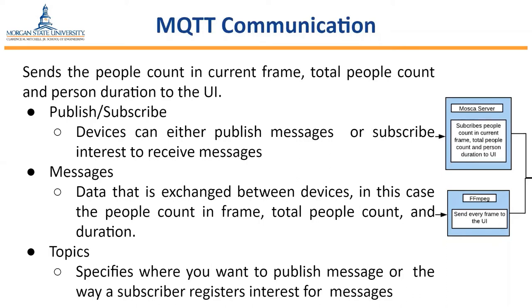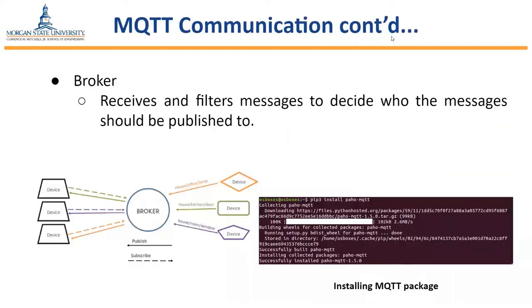MQTT serves to publish messages to topics from a device, or subscribe interest to a particular topic to receive messages. A message is any data that is exchanged between devices. In this case, that would be the people count and the other values previously mentioned. A topic specifies where you want to publish a message. Before publishing messages to subscribers, we have what's called a broker, which receives and filters messages to decide who the messages should be published to.